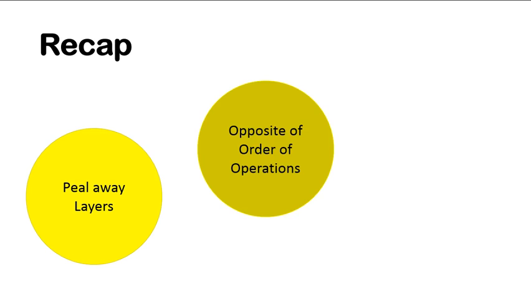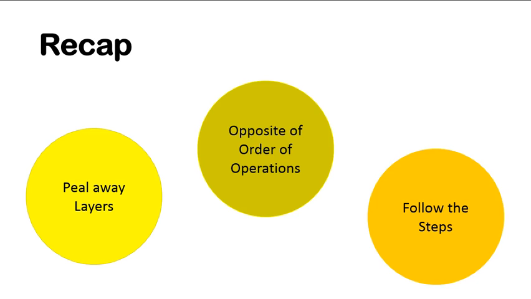So a quick recap on the types of things that you need to do to solve multi-step equations. 1. Peel away the layers. Another way of thinking about this is doing the opposite of the order of operations. Make sure that you follow those 3 steps that I gave you. Find your variable, ask yourself what happened or what's connected to your variable, and then undo it using the inverse operations.